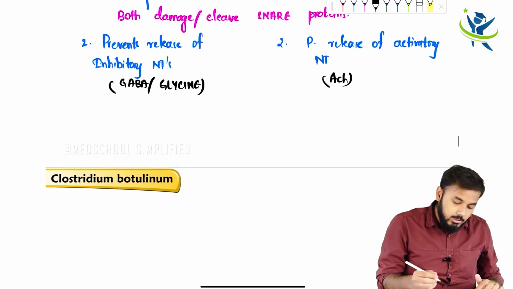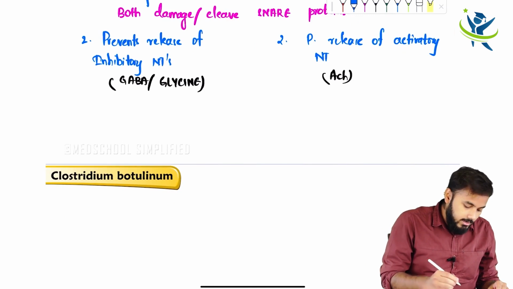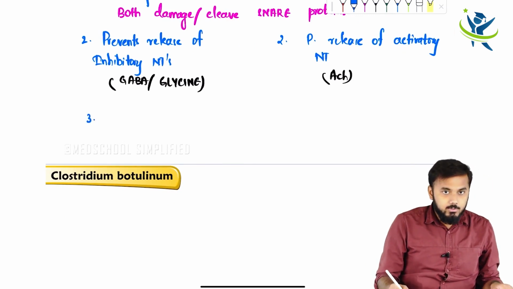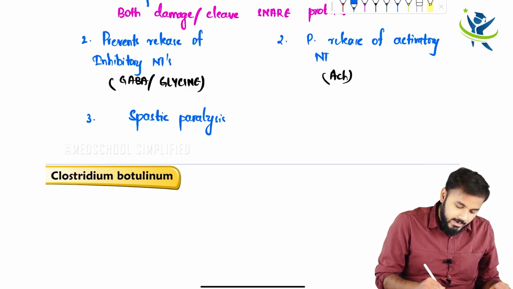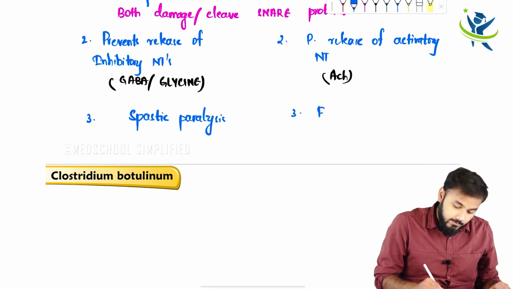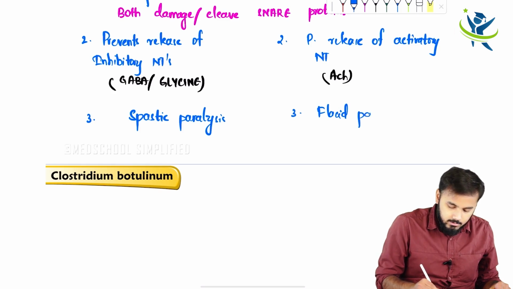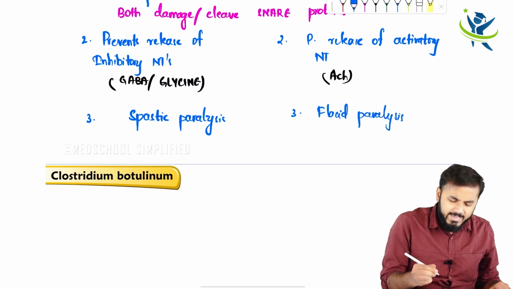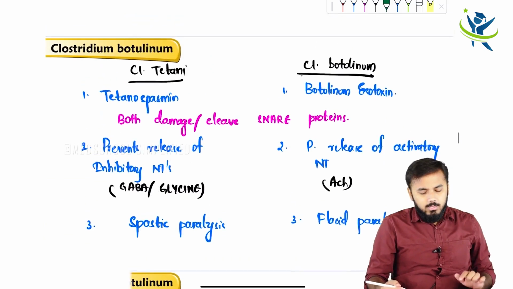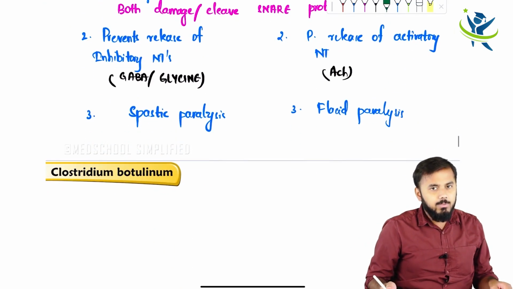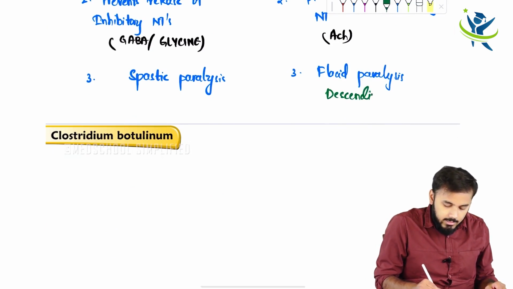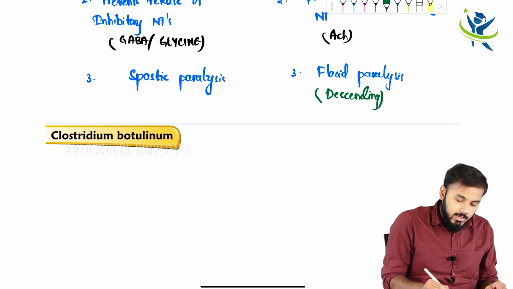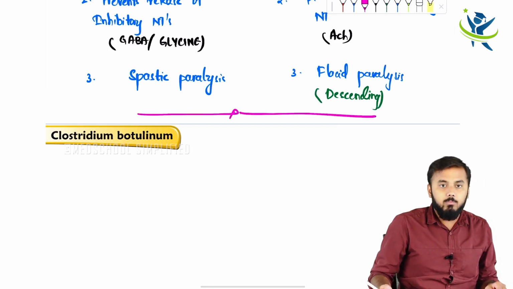And what is the name of this activatory neurotransmitter? Acetylcholine. And the last point, guys, what type of paralysis do you see here? Spastic paralysis. And what type of paralysis do you see here? That is flaccid paralysis. If I ask you one more extra point, tell me about Clostridium botulinum regarding the paralysis, ascending or descending? Obviously it is a descending type of paralysis. So here guys, we close the topic Clostridium botulinum. Thank you.